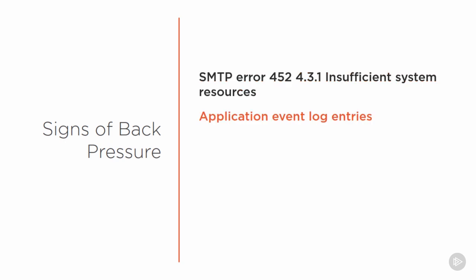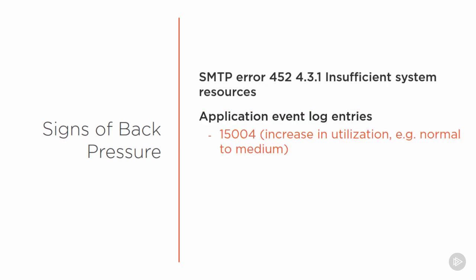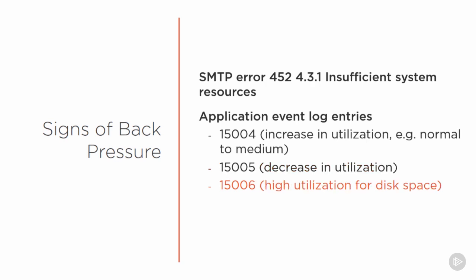The other signs of a back pressure condition are the following entries in the application event log. 15004, which means an increase in utilization, for example, from normal to medium. 15005 means a decrease in utilization. 15006 means high utilization for disk space, and 15007 is high utilization for memory. Back pressure is ultimately a symptom of server sizing or performance issues, and the server goes into the back pressure state as a method of self-preservation. You should monitor for those event IDs and look for them during mail flow troubleshooting cases.